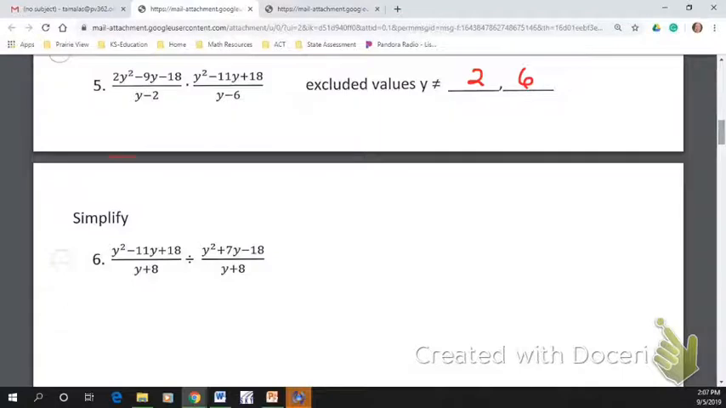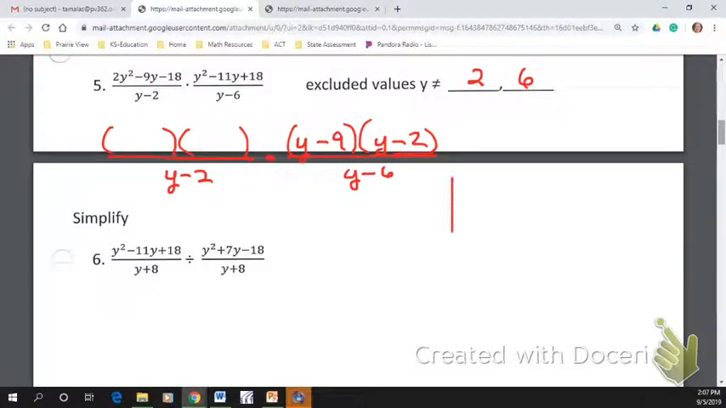So let's see if I rewrite this thing. My numerator will both look like that. I have a y minus 2 here, a y minus 6 here. So this one factors easily. Negative 9 times negative 2 will give you 18 and add to give you negative 11. So y minus 9 and y minus 2, right? Okay. This one we're probably going to want to use a box for.